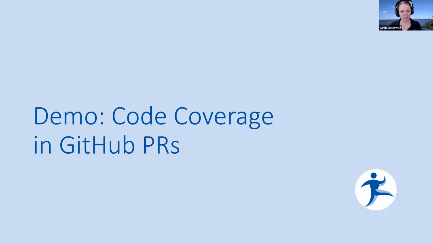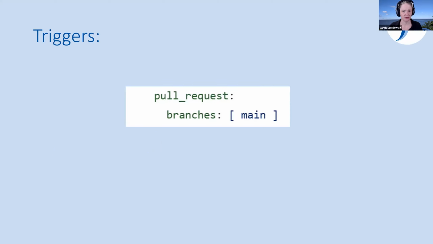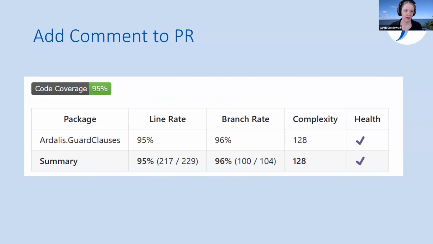So again, let's say you're running an open source project and you have people committing pull requests to your repo. You want to make sure code coverage is met. So the first thing you're going to want to pay attention to is in your GitHub workflow, make sure you have a trigger for pull requests that are going into main. So pull requests with branches main. This is the kind of summary we want to generate.